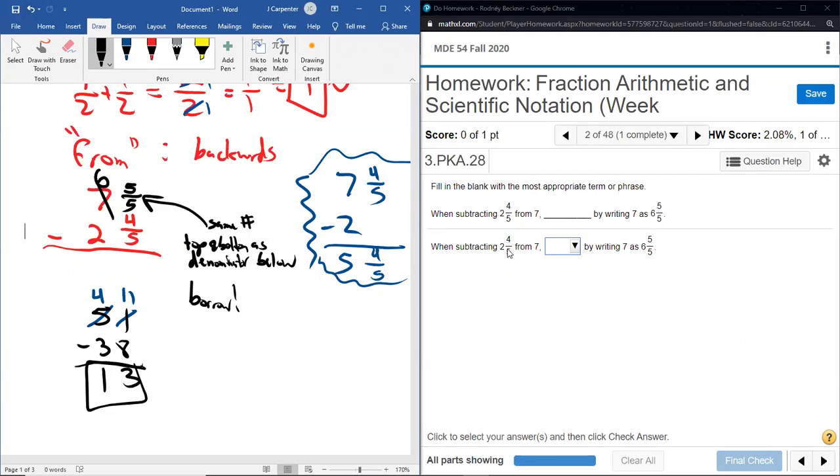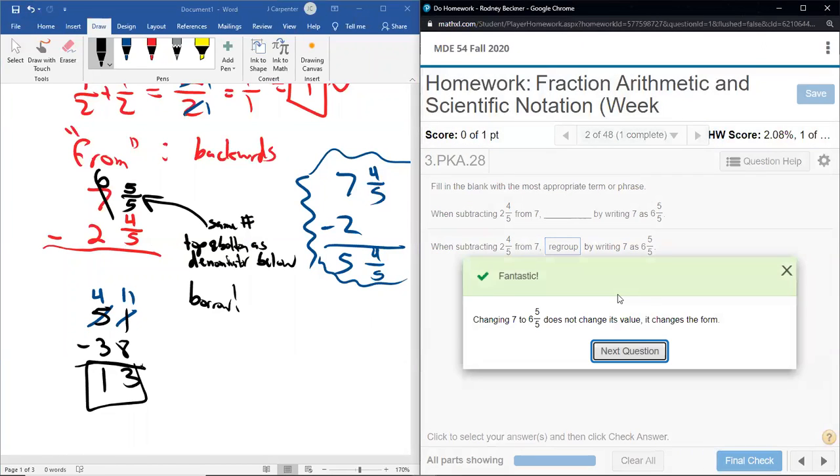So when subtracting 2 and 4/5 from 7 by writing the 7 as 6 5/5, are we simplifying or are we regrouping? I don't know that we simplified anything. I would say we regrouped it because we just took a 1 that was over here and we put it over here instead. It's like we had an orange sitting in our pile of apples and we went, nah, we need that orange over here in the pile of oranges. We regrouped it.